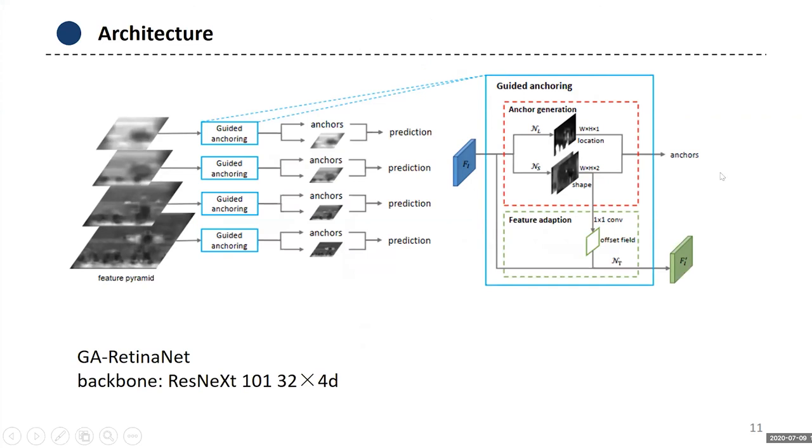Look at this. This is a specific architecture of the guided anchoring, and actually it proposed a method to predict the location of the anchor, and at the same time predict the shape of the anchor based on the location to generate the anchors. Actually, it proposed that in the prior detection algorithms, the anchor is generated in the dense way. And in this method, it used this way to build a sparse anchor generating scheme.